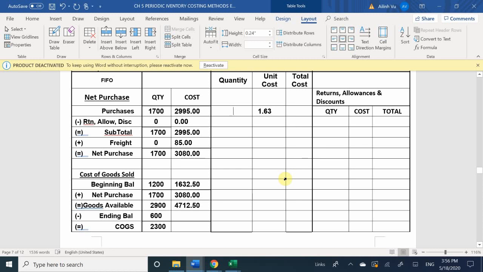Okay. So you're going to take 1.63 and multiply it by your 2,300. Okay, that's what it was. Okay.